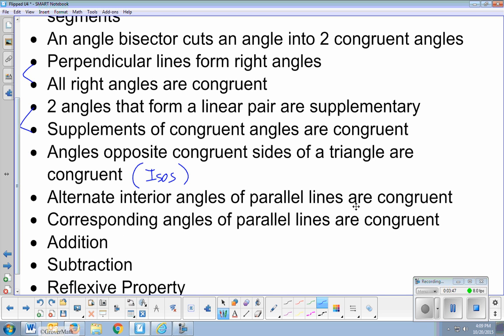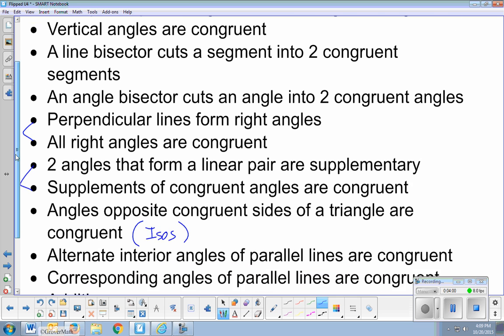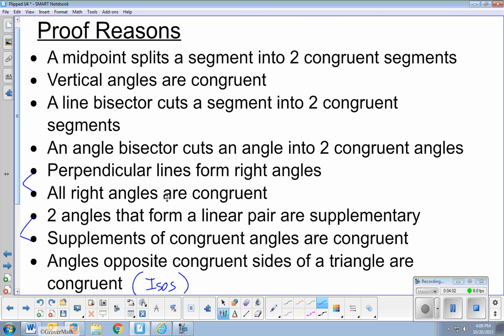Alternate interior angles of parallel lines are congruent. Corresponding angles of parallel lines are congruent. Sometimes we do addition. Sometimes we do subtraction. Sometimes we have the reflexive property. This isn't everything, but this is a lot. So if you're ever wondering how do I say that thing about angle bisectors, well, use this as kind of a cheat sheet to help you in the beginning. Eventually, it should become kind of second nature.